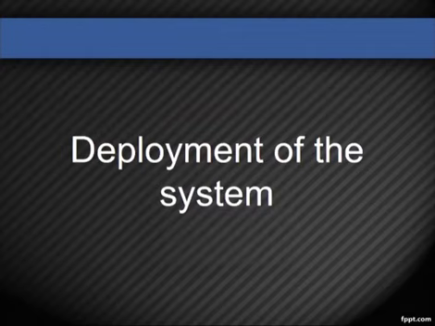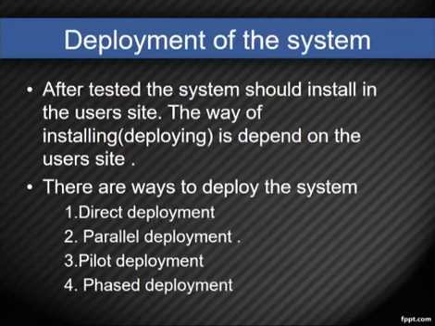After the testing part, we have to install the system at the user site. That is what we call the deployment of the system. Okay, deployment. We have these four types of deployments: direct, parallel, pilot, and phase.